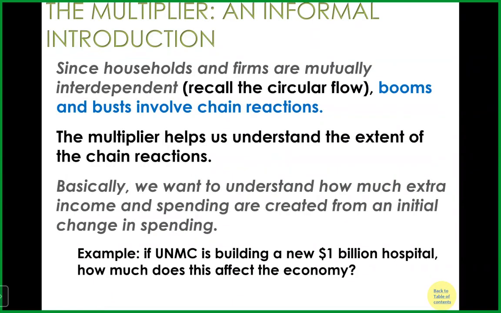As we have seen from the flow chart diagram, we already knew households and firms are mutually interdependent. They are connected through two markets. One market is the goods market. The other market is the factor market. So they are interdependent, and they are supposed to have a chain reaction.